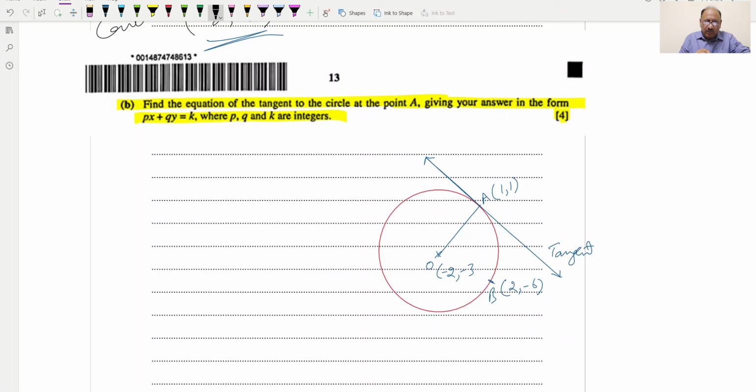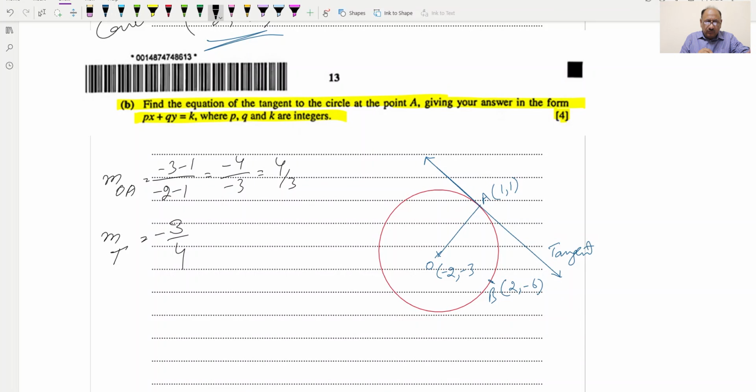Number one, we require the gradient, and the gradient of OA we can find because we have coordinates of O and A. So gradient of OA will be equal to y2 minus y1, minus 3 minus 1, over x2 minus x1, so minus 2 minus 1, and this is equal to minus 4 over minus 3, which is equal to 4 by 3. Now the gradient of the tangent will be what? Gradient of the tangent will be the reciprocal and change sign, so it will be minus 3 by 4. So we got the gradient of the tangent.